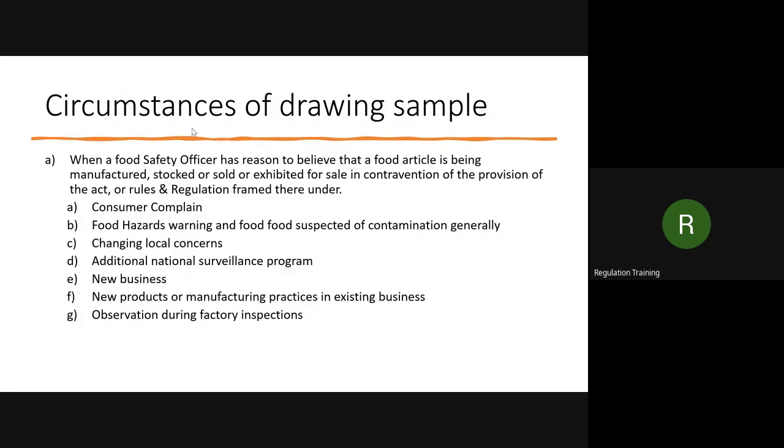So those are the circumstances in which your sample can be collected. Might be someone has complained, might be something is going on in the market which is related to your product. That is the first one. The second one, changing local concern, might be festival time. The third one, additional national surveillance, means some surveillance is happening. New business means you have started a new business, or it is your new manufacturing plant. So these are all the reasons for sample collection from your premises.